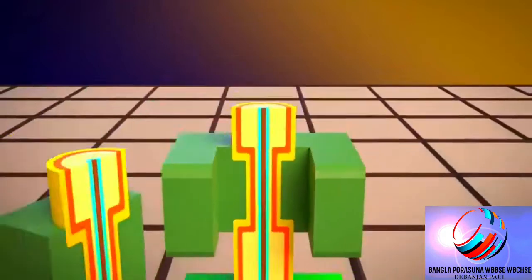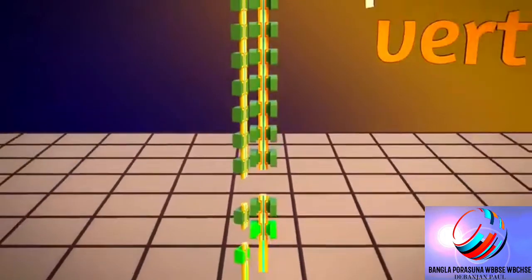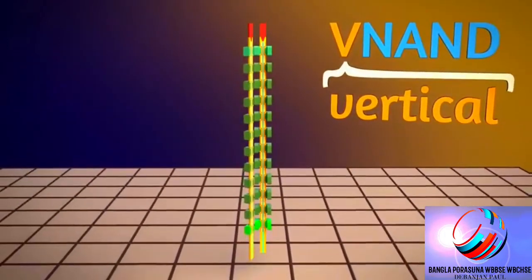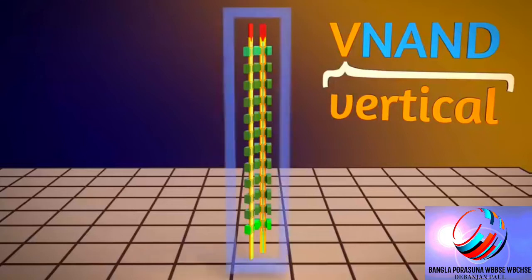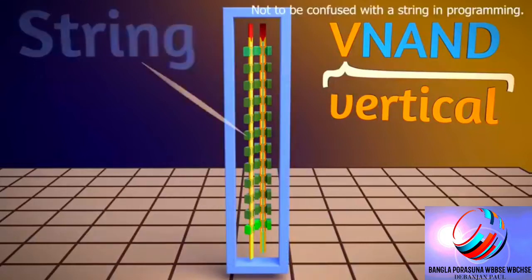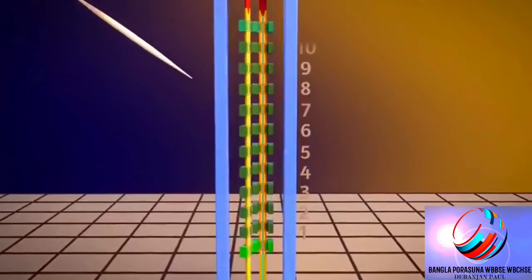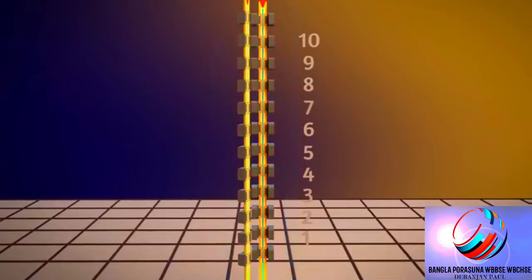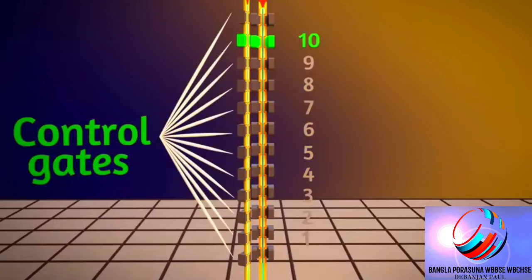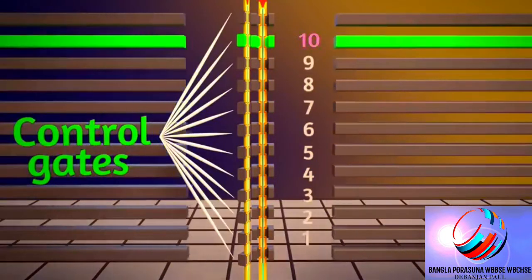After we zoom out a little, you can see that the memory cells are stacked vertically. This is where the vertical part in vertical NAND or VNAND comes from. This stack of memory cells, which is technically called a string, is composed of 10 charge trap flash cells layered one on top of another. When information is written to or read from a string, only one cell can be activated at any given time. And to do that, we use separate control gates attached to every layer in the string.